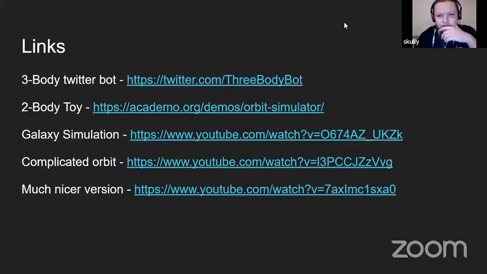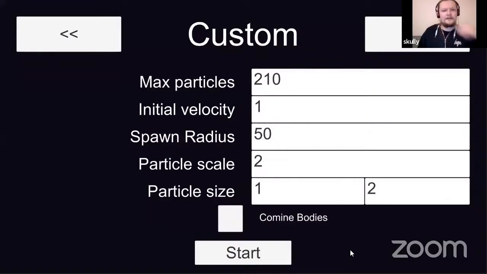So I'll now show you the actual thing that I made. You can just give it a number, however many particles you want to start with, and you can give it different particle sizes, and it spawns them in a circle of whatever radius you want. And they also have random velocities to just start them off in an interesting way.